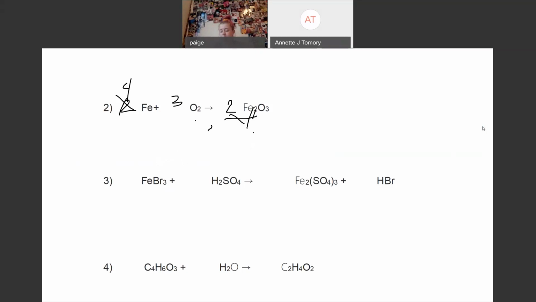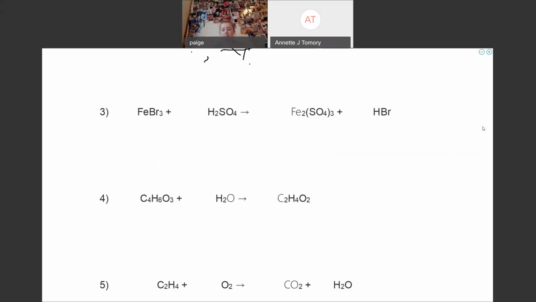Okay. All right, let's try another one. What elements do I have?